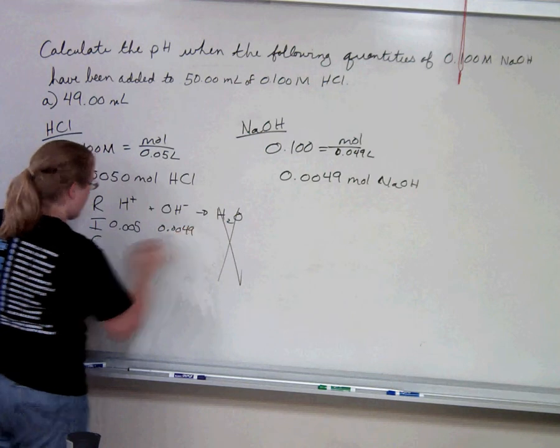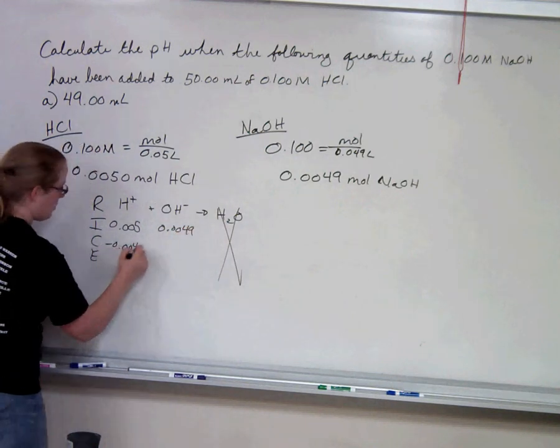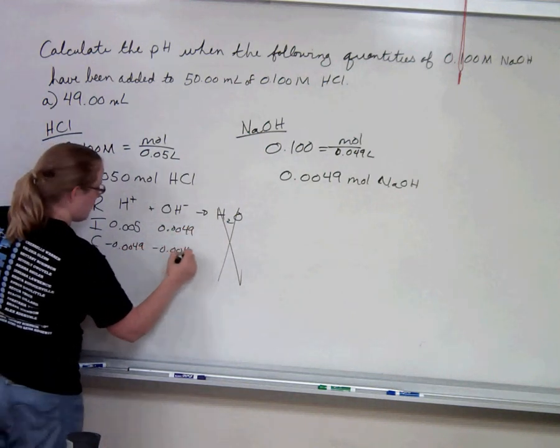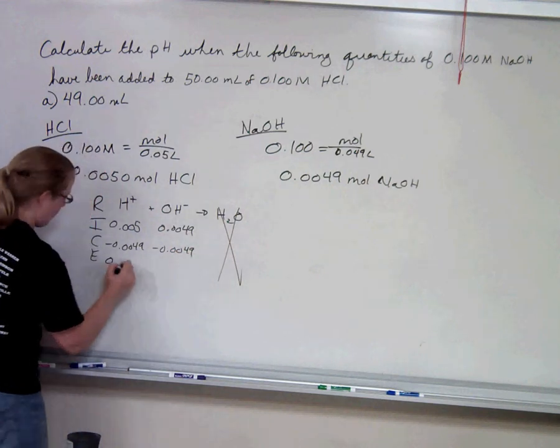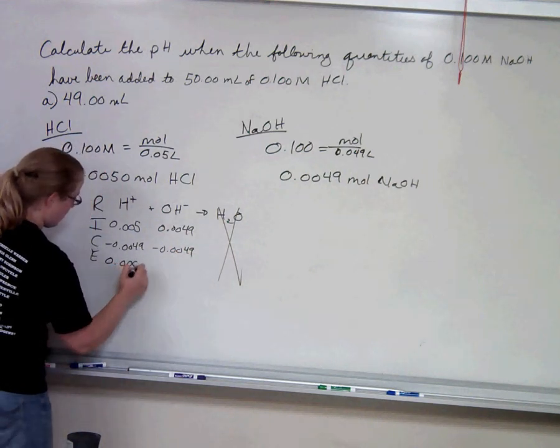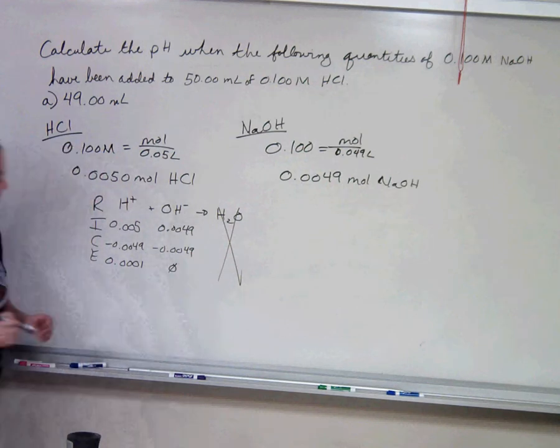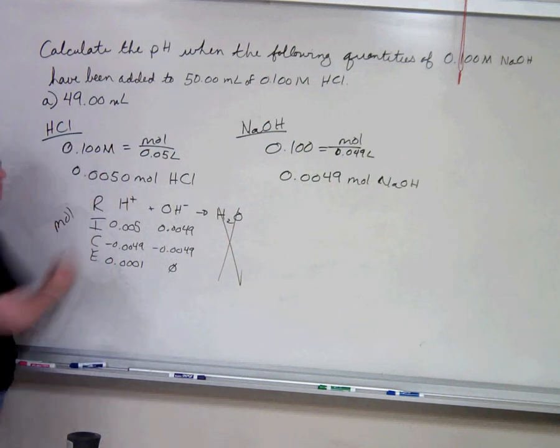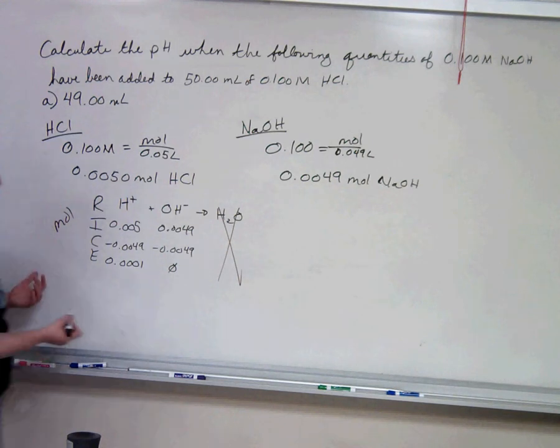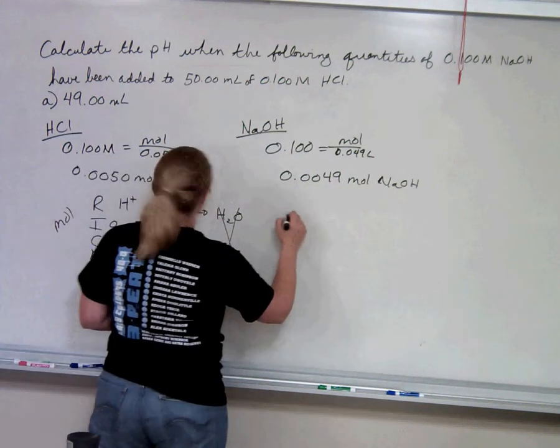We subtract whatever was the smallest. And so then we have left none of this. Okay? But again, these are moles. It's a moles rice table. So if we want to find pH, then we have to figure out what's our molarity again.